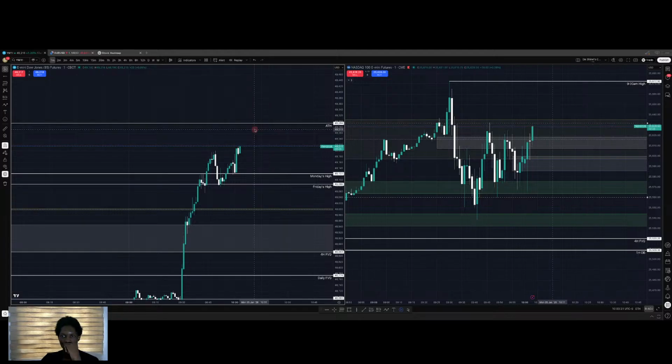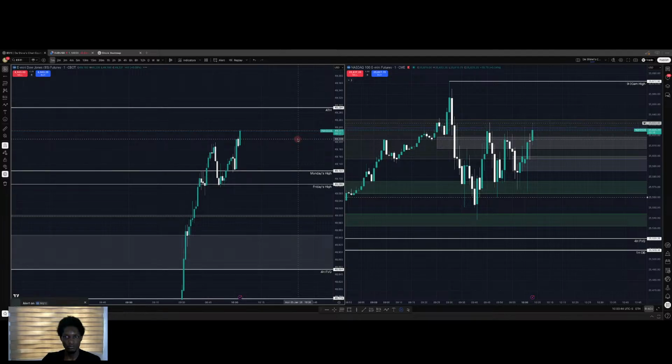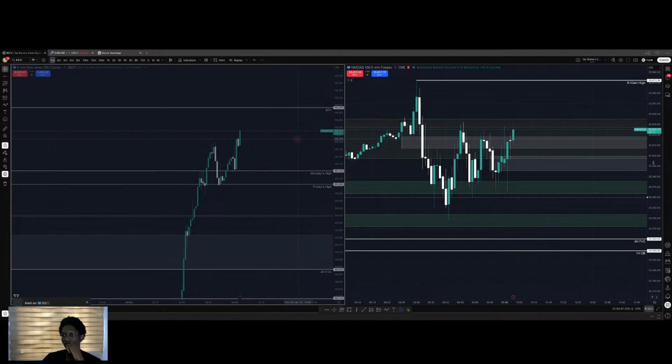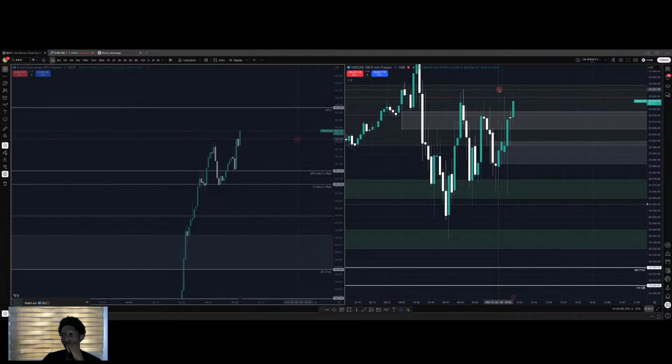Before I even take any sell, I want to see if YM would tap this. If YM should tap this, then that will make the sell I'm looking for really, really good. We'll create a relative equal height.